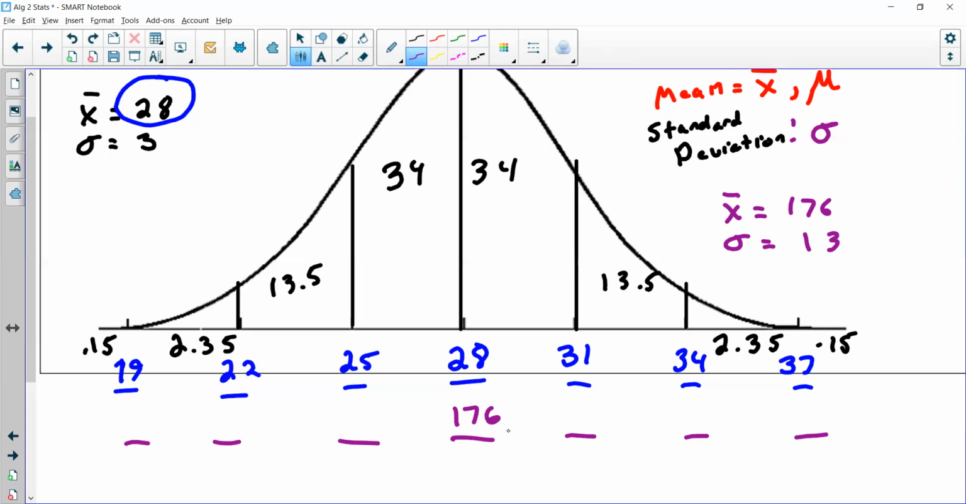I'm sorry, this is wrong. It's okay. We're just doing a practice problem.